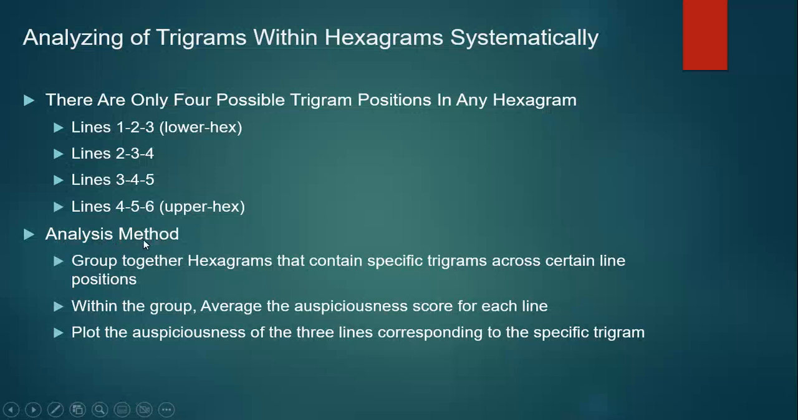So our analysis method is as follows. We first group together hexagrams that contain certain specific trigrams across certain line positions. For example, I will group all the hexagrams that have lines 1, 2, and 3 representing the heaven trigram. I group those hexagrams together. Once I group them, within each group, we average the auspiciousness score for each of the 6 lines for all the hexagrams. Then finally, we plot the auspiciousness of the 3 lines corresponding to the specific trigram that we're interested in.